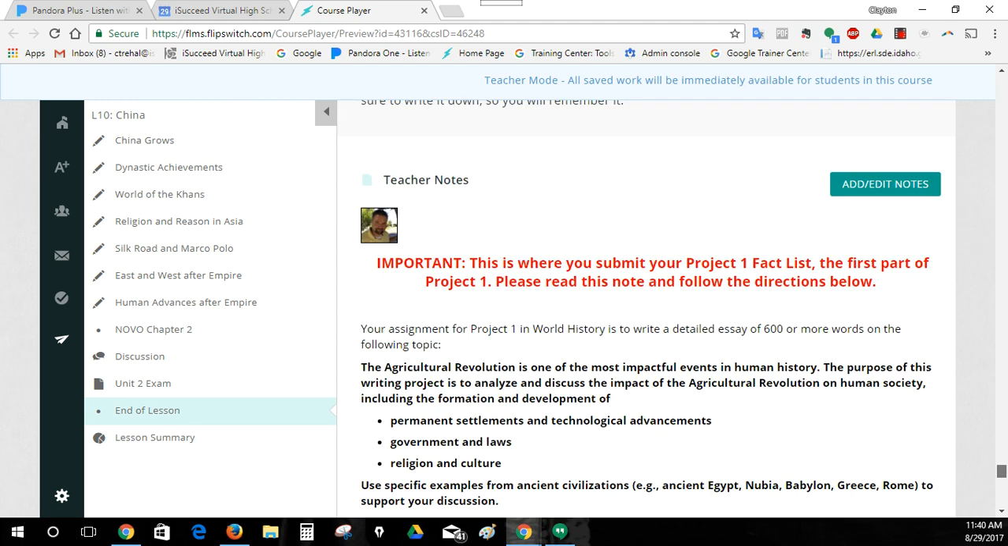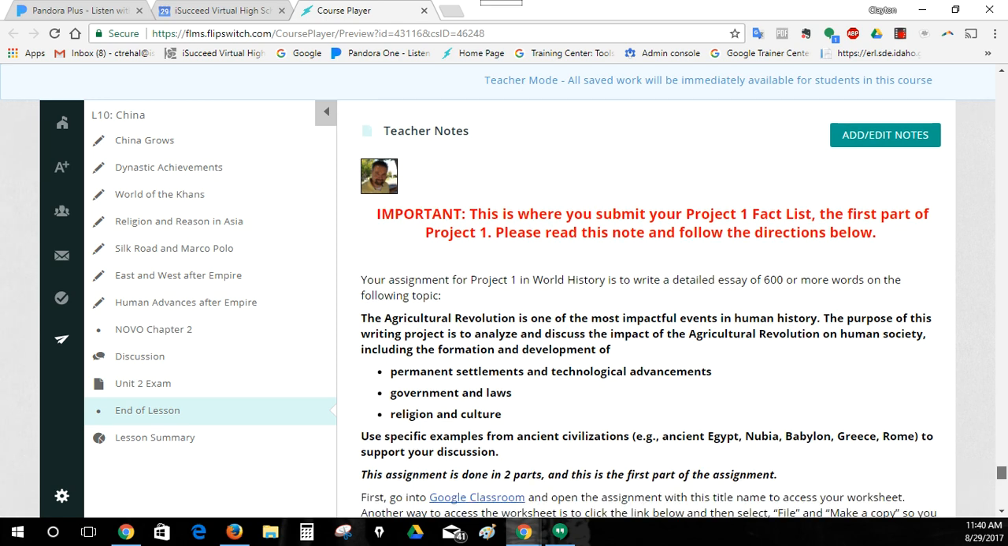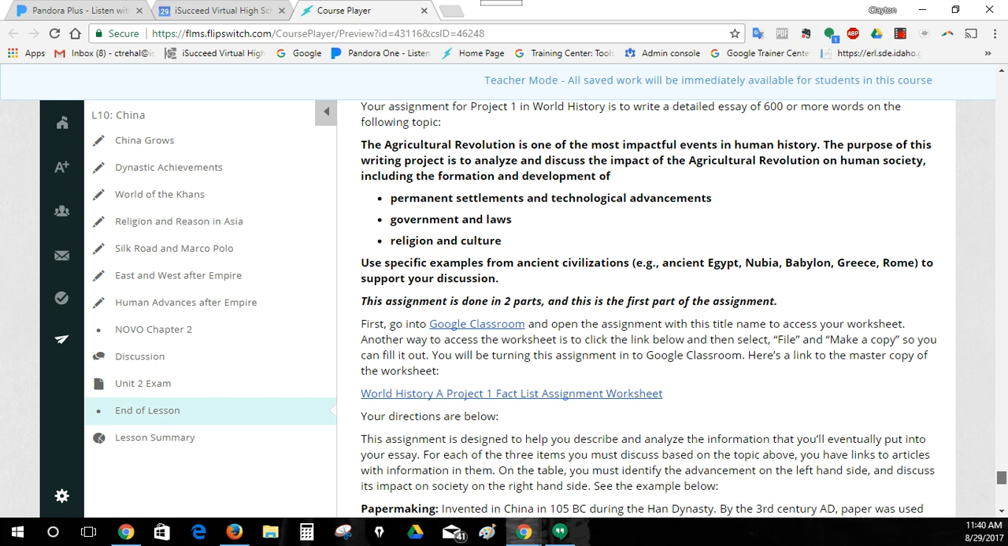So first of all, if you're going through the course, you're going to find this assignment in Lesson 10 after you take the test. Your view is going to look slightly different than mine because I'm looking at the computer or the teacher view. If you follow the directions there, it'll bring you to Google Classroom, which is where I'm going to go next, and I'm going to show you how to do this and how to submit it.